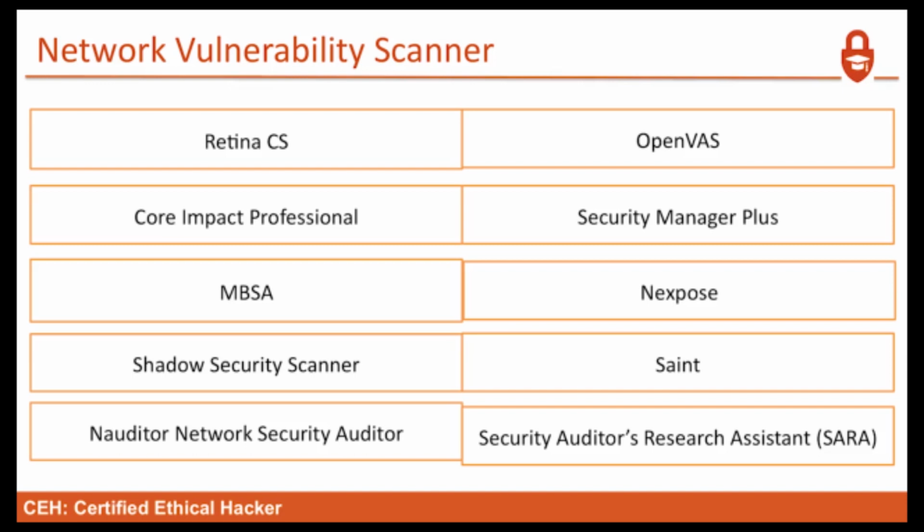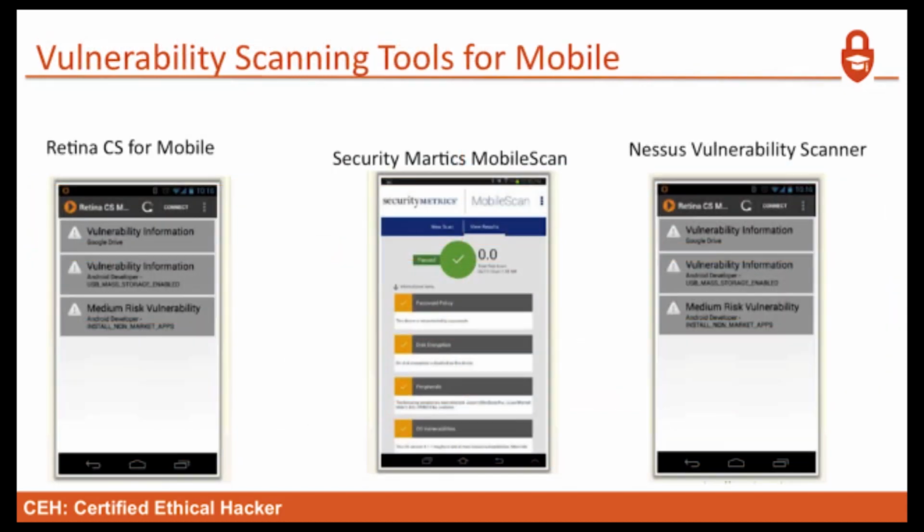NSAuditor and Security Auditor's Research Assistant, SARA. I've heard about that one, but I've never used it. So I just hear stuff about it. It's not great, it's not terrible. Vulnerability scanning tools for mobile: Retina CS for Mobile, SecurityMetrics Mobile Scan, and Nessus Vulnerability Scanner.